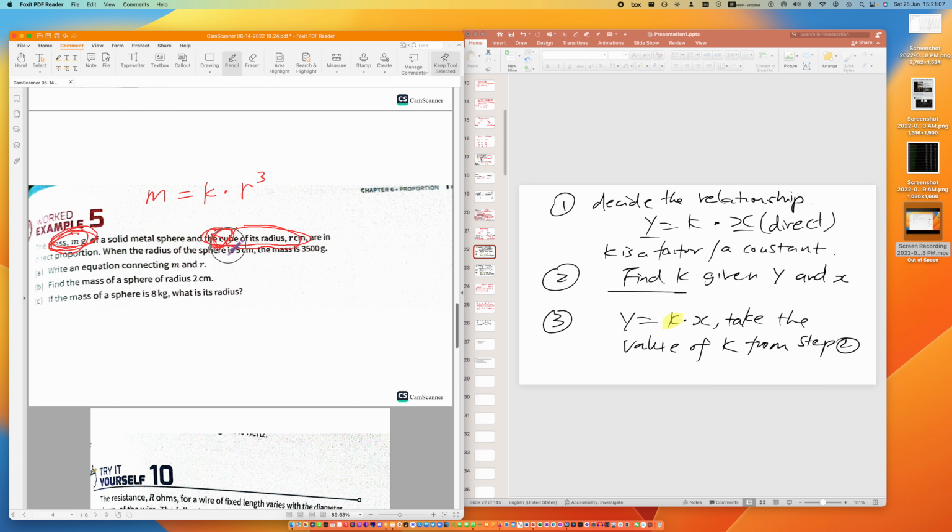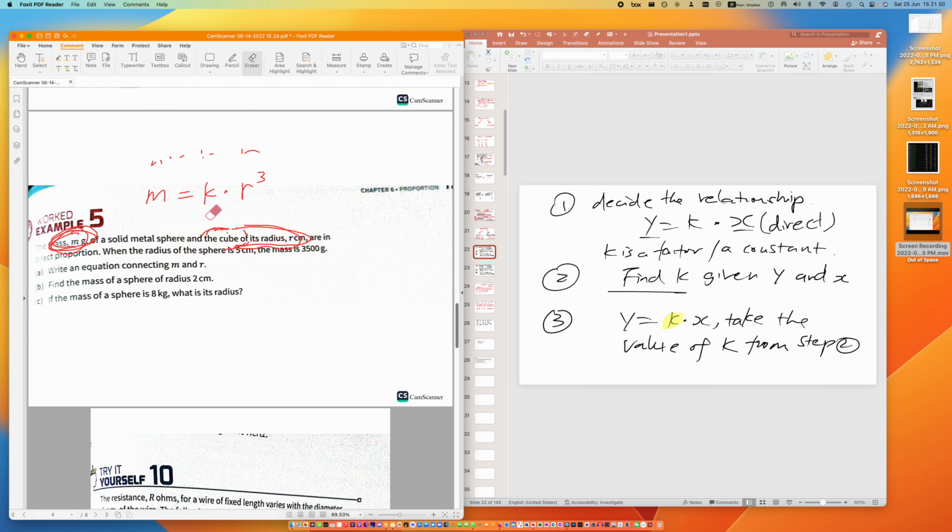If they don't have the word cube, let's say they just say the m and its radius, it will be m equals to kr. Understand? But the question here says the cube of its radius. So you need to write the cube of its radius. So you replace y with m, and you replace x with the cube of its radius. So you should end up with this.